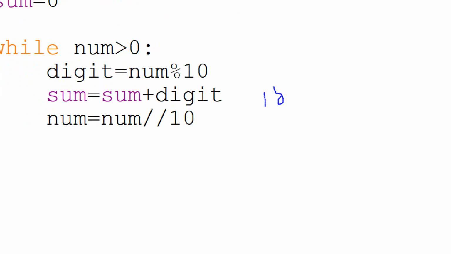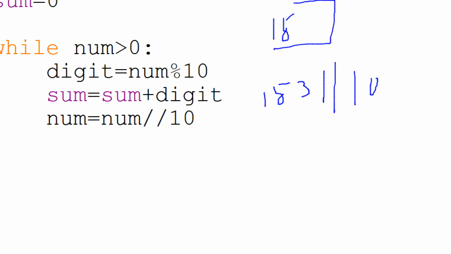So I am giving 153 integer division of 10. It means it will give a value 15.3 and omit the fractional part. So 15 is my output. In this way it is used to truncate the digit.